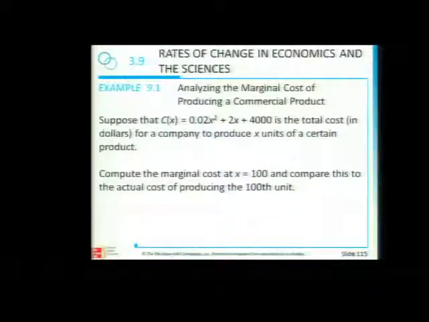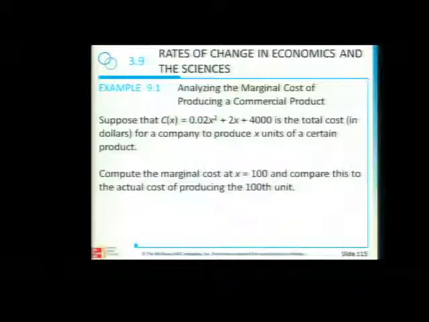So let's look at this example. We are given the cost function. C is the cost function, which is in terms of X. X is the number of units produced, so that can be called the production level. How many products are produced. So this cost function will give you the total cost, and the unit is in dollars, to produce X units of a product.